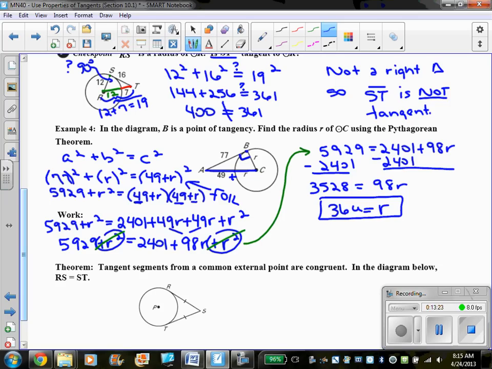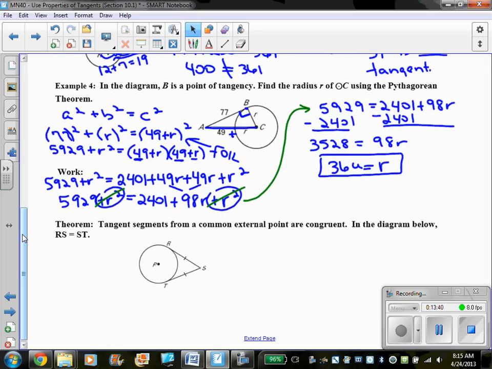Okay, so this whole back side right now has been one main concept, which is essentially that if you have a tangent line and a radius meets it at the point of tangency, it will meet at a 90-degree angle if in fact you have a tangent line. Down here we have just one last idea. Tangent segments from a common external point are congruent. In the diagram below, RS, which is right here, this tangent line, is congruent to this one.